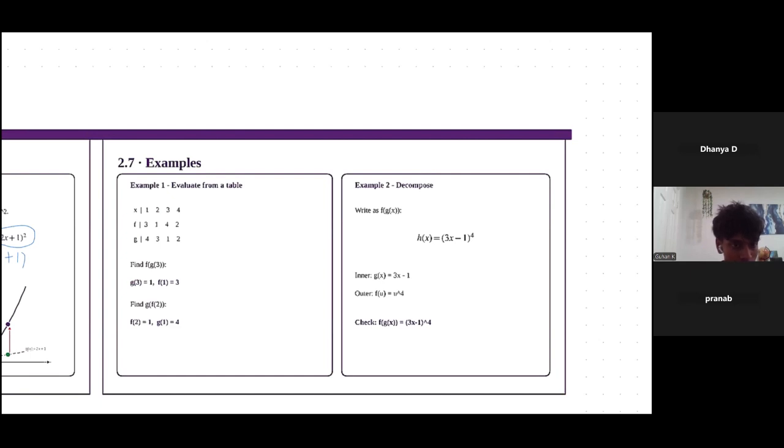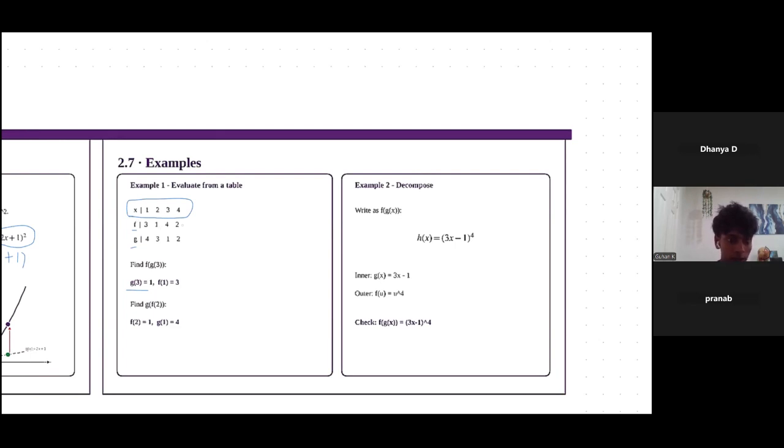These x values, don't get confused here. These are our x values, like for both f and g. And then these are our y values corresponding for f and corresponding for g. So for example, for the function f of x, when x equals 2, f of x equals 1. When x equals 4, f of x equals 2. And it goes like that.